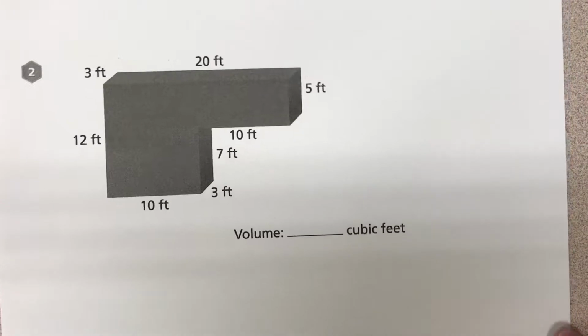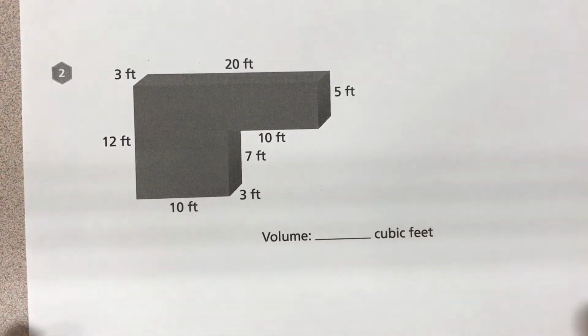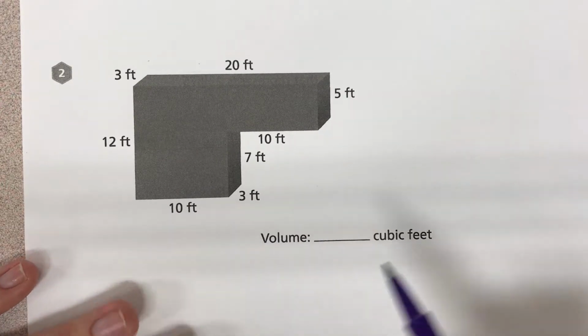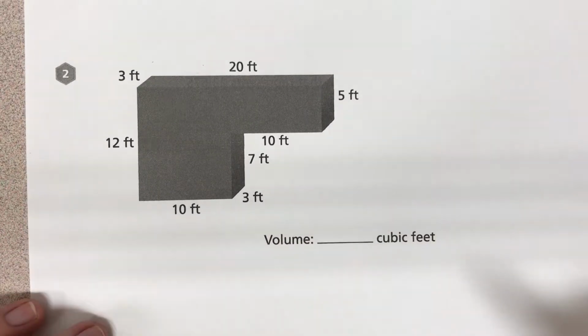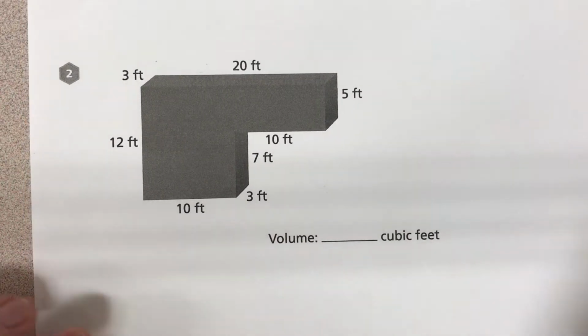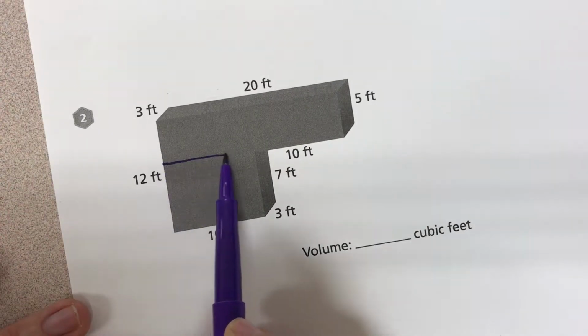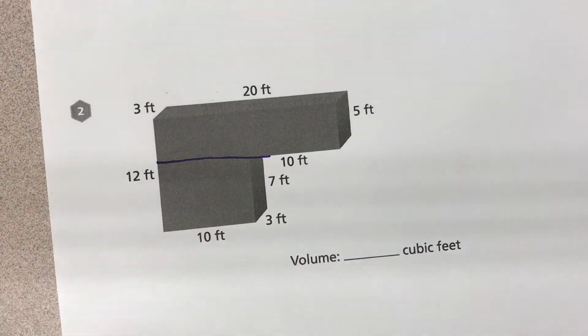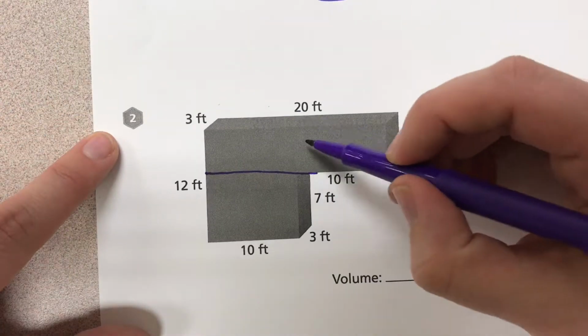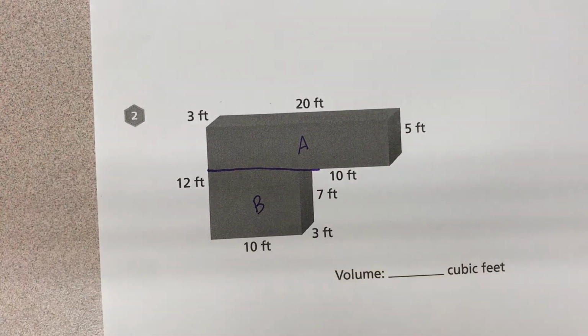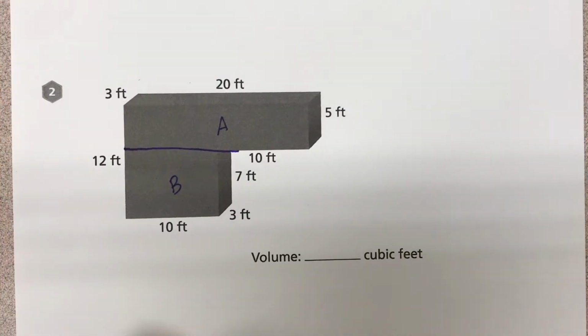And then we're going to look down here at number 2. Now this one does not have any cubes, but that does not mean it is any harder or easier. It's actually just as easy as the cubed one. All you have to do is break it apart and work with what you have. So I'm going to break mine apart this way, horizontally this time. So now I have figure A up here and then figure B down here. I'm just labeling them to make it easier to follow along with me.